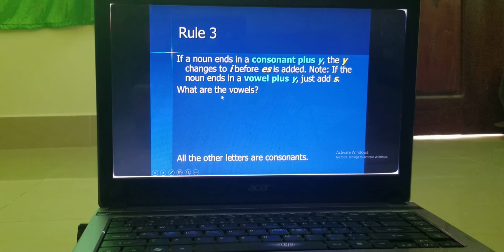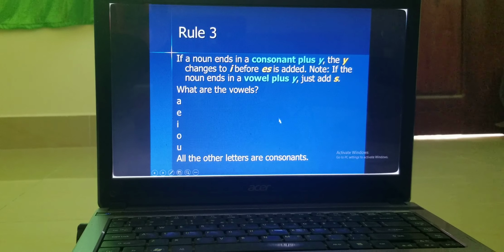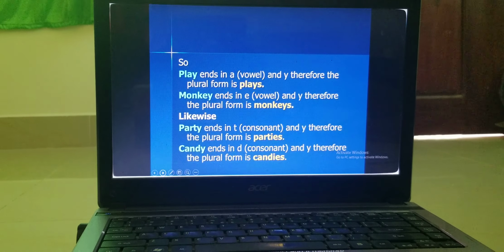And rule number three, if a noun ends in a consonant plus y, the y changes to i before es is added. Note, if the noun ends in a vowel plus y, just add s. And what are the vowels? So all the other letters are consonants. You can see this one. What are the vowels? Like a, e, i, o, u. Yeah, all of these are vowels. But the letters besides these we call consonants.